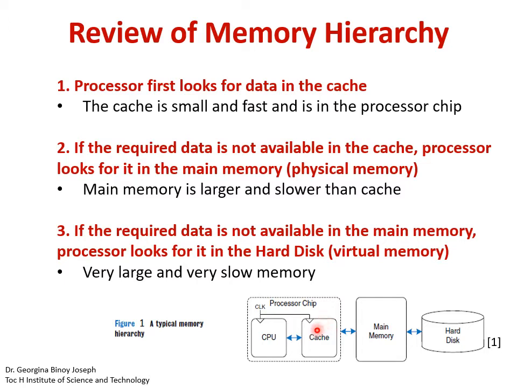If the required data is not available in the cache, then the processor looks for it in the main memory. The main memory is larger than the cache memory, but it is also slower than the cache memory. Now, if the required data is not available in the main memory, then it goes to the hard disk, that is the virtual memory. This is a very large and a very slow memory.